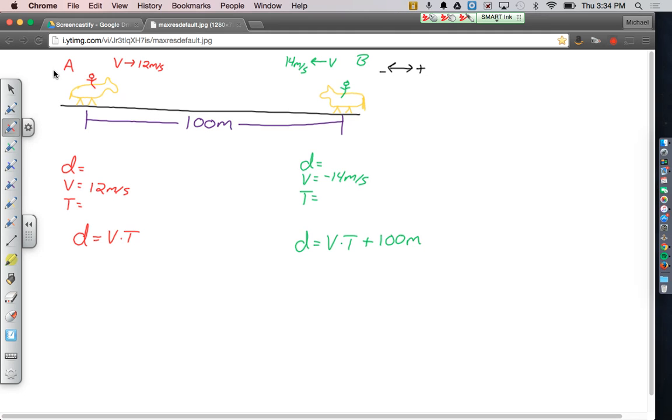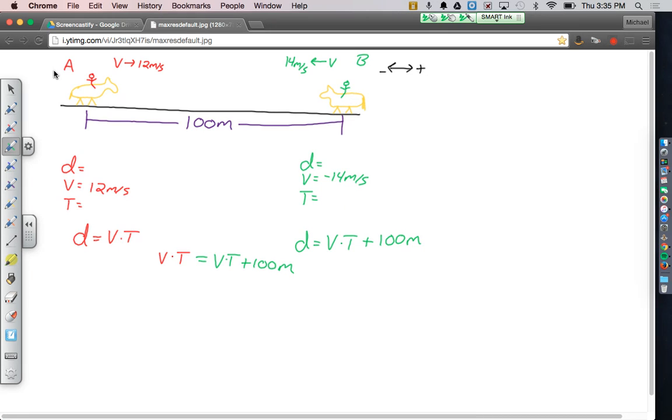The easiest way to set up our simultaneous equation, since both are already equal to d, is to make the two equations equal to each other. So on the left, I have Sir Albert's velocity times time. It's going to equal Sir Benedict's velocity times time plus 100 meters. Now I have red to denote Sir Albert and green to denote Sir Benedict. If you don't have colored pencils, you might want to put a little A or a B next to each one so that you can keep track of which variables belong where.